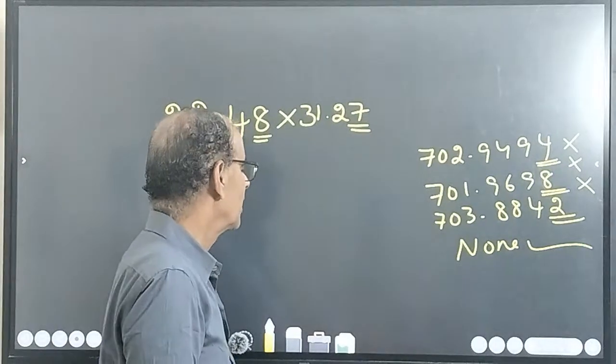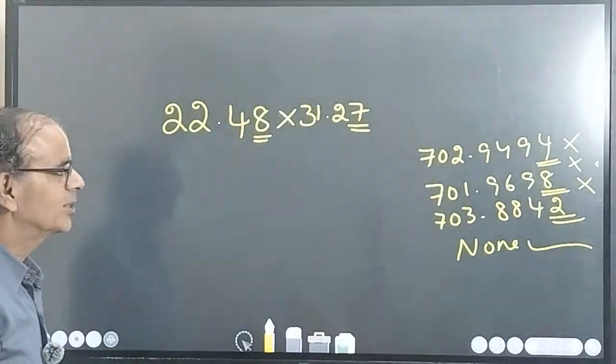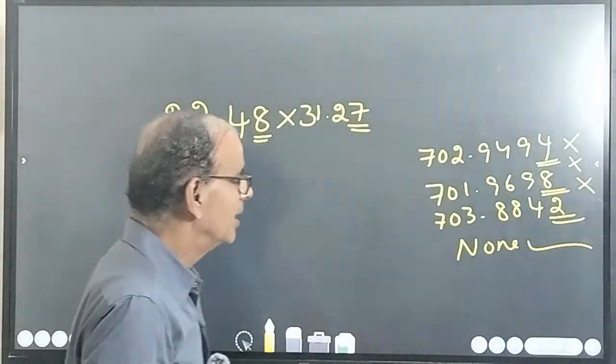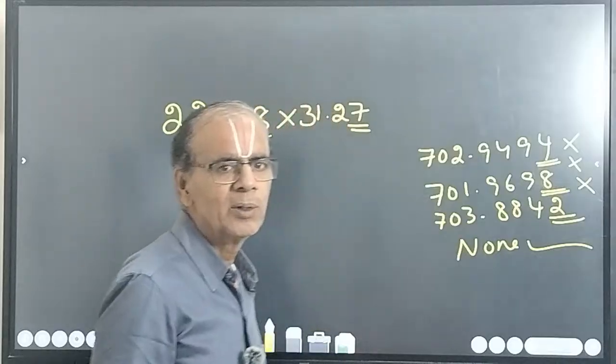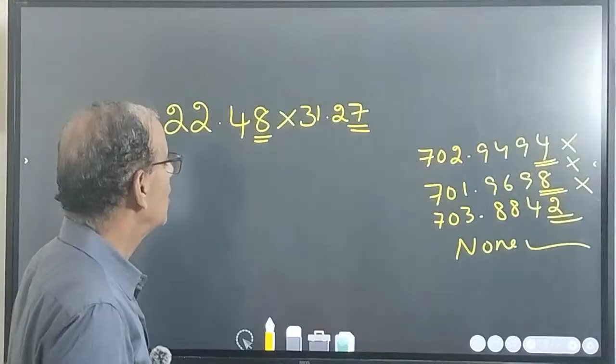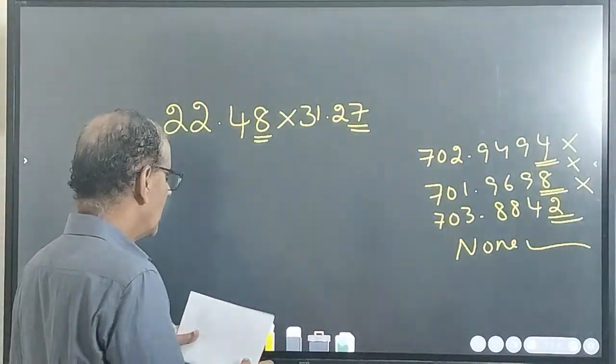This is the shortcut. First, just see the options before seeing the questions. If the options have different unit digits, never solve the problem completely.